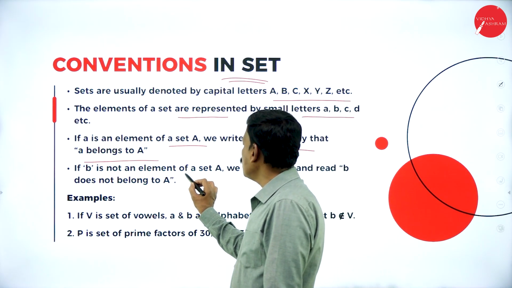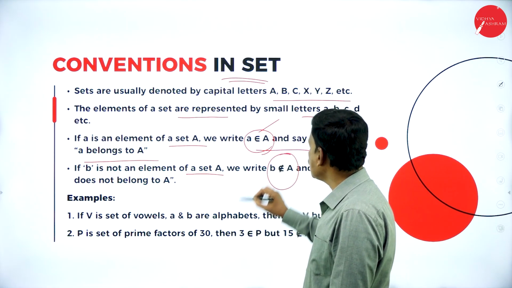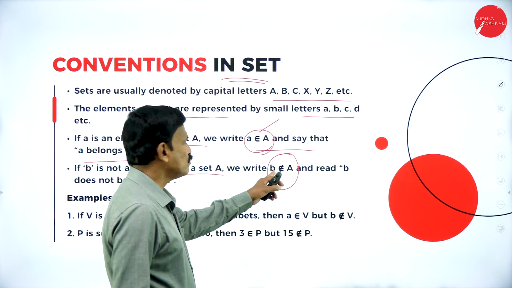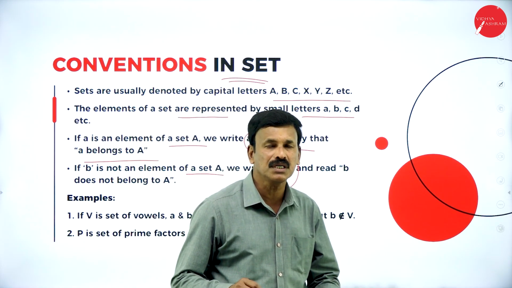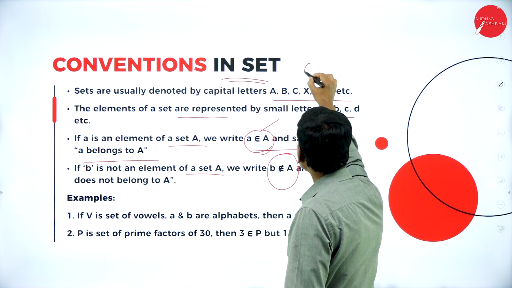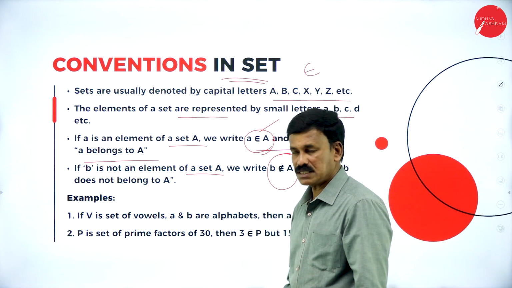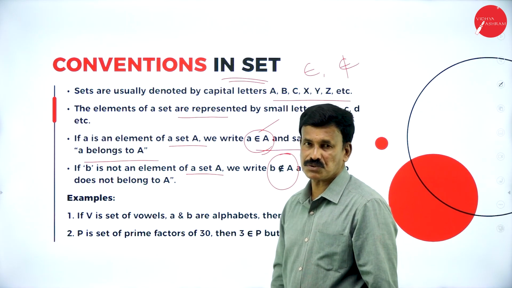If b is not an element of a set, then it is denoted as b does not belong to A, and it is read as b does not belong to A. So, if any element belongs to the set, we represent it using epsilon, and this symbol means does not belong to, right?